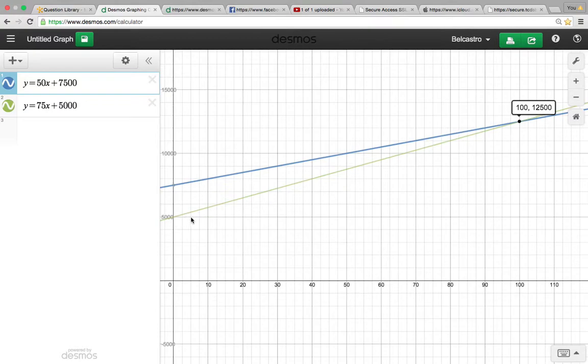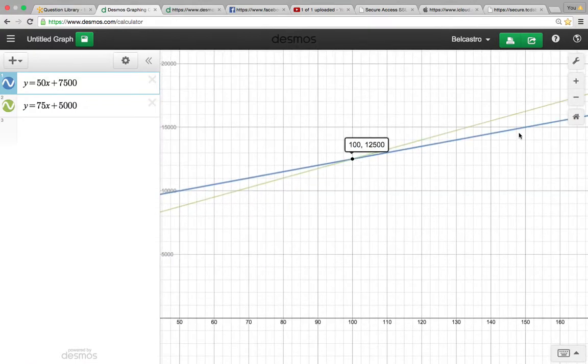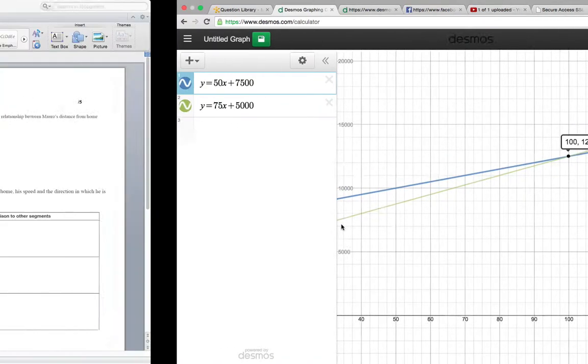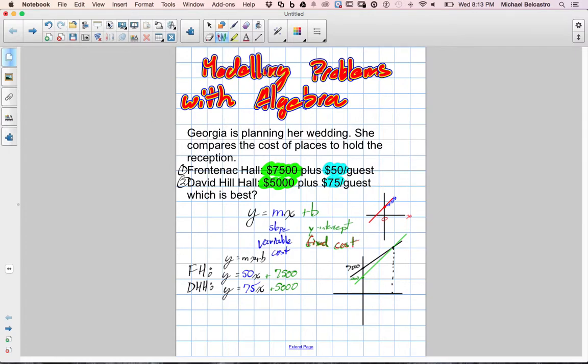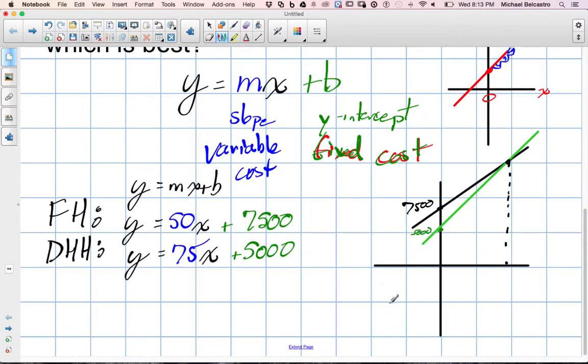Anywhere before that, green was David Hill Hall. If we have less than 100 people, then it makes more sense to go to David Hill Hall. And if we're going to get more than 100 people, then it makes more sense to go to Frontenac Hall. Let's go back to here and quickly zoom in. I'm just going to show that those are the same now that we've graphed.